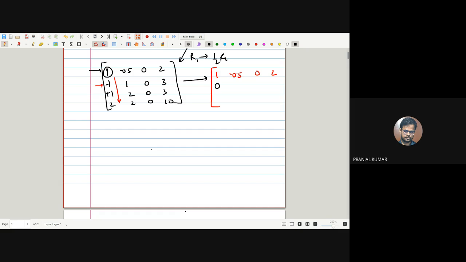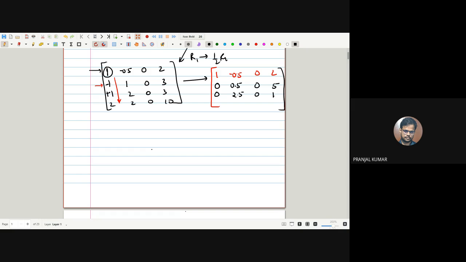So this will become 0. Then this will become 0.5. Then this will become 0. Then this will become 5. Okay, then I'm going to subtract the first row from the third row. So this will become 0. This will become 2.5. This will become 0 and this will become 1.